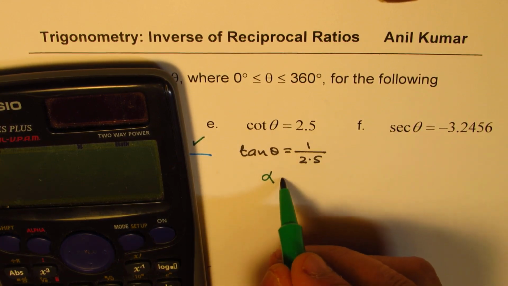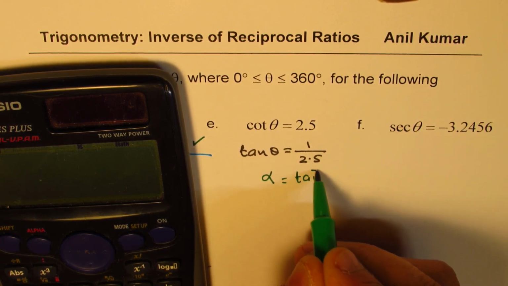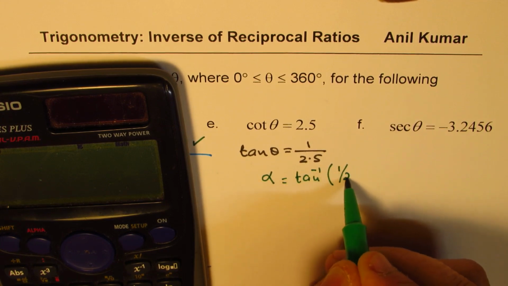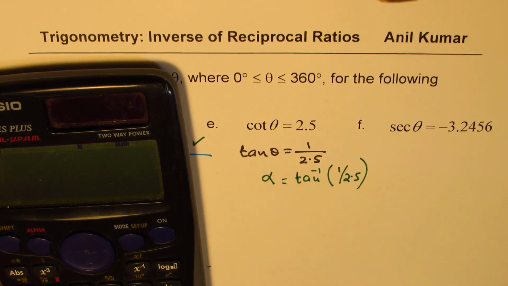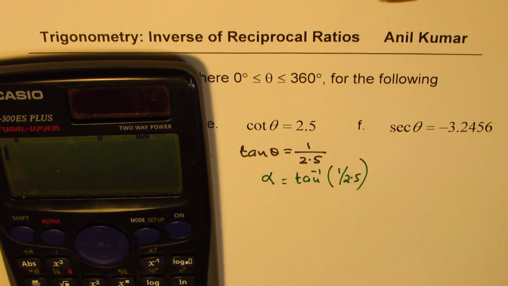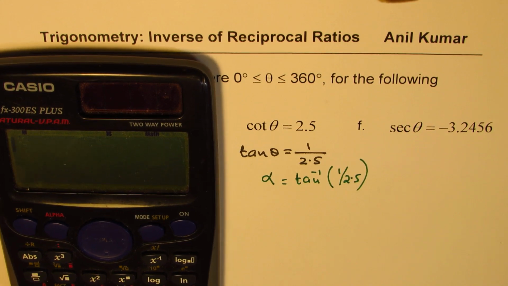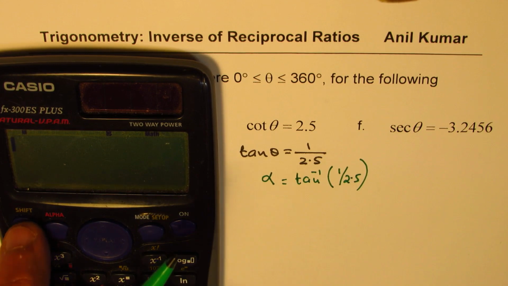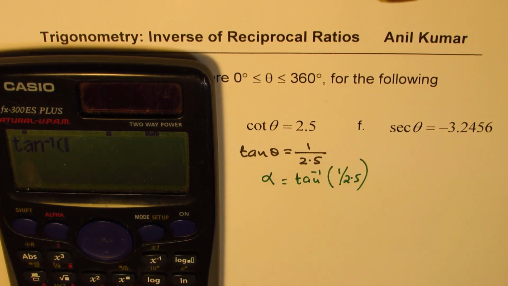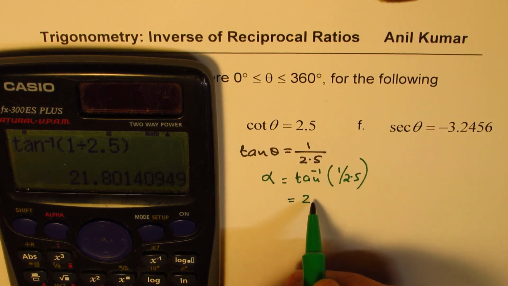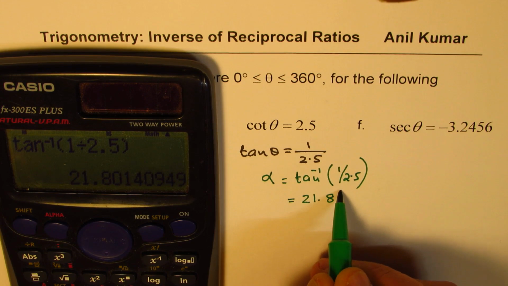So we will say alpha equals tan inverse of 1 over 2.5, right? So let's do it. In my calculator, I've already put the mode in degrees, which is number 3. You have to check the setting also. Sometimes it could be in radians. Okay. So we do shift tan inverse 1 divided by 2.5 bracket close equal to. So we get an angle which is 21.8 degrees.